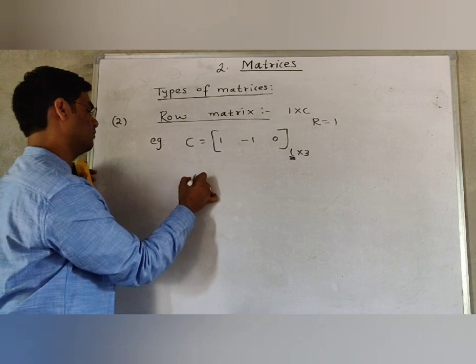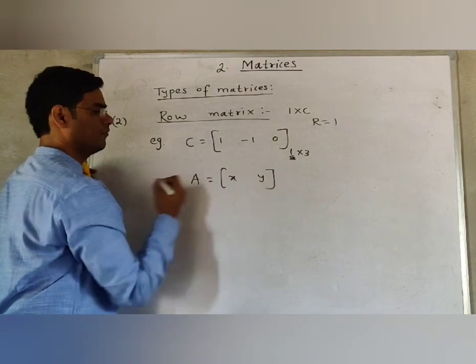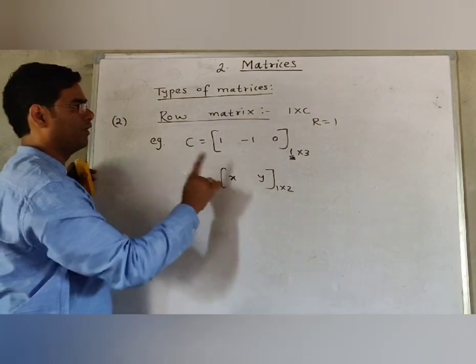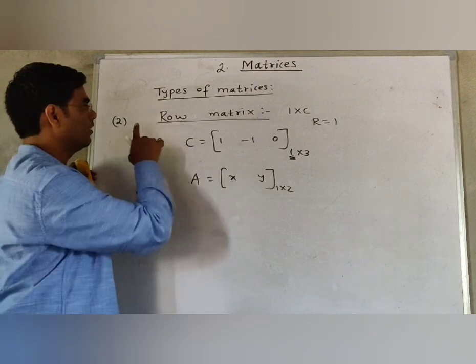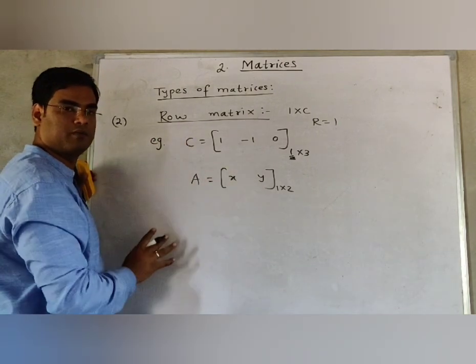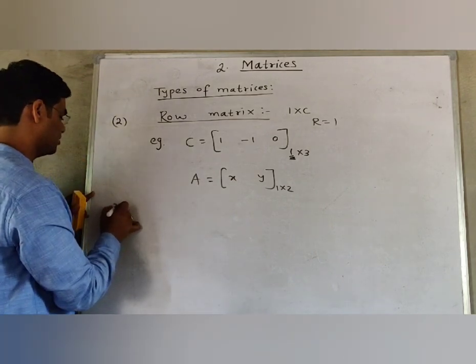Let us take another example. A is a matrix having elements x and y and it contains one row and 2 columns. One row is important. A matrix which consists of only a single row and any number of columns is known as a row matrix.